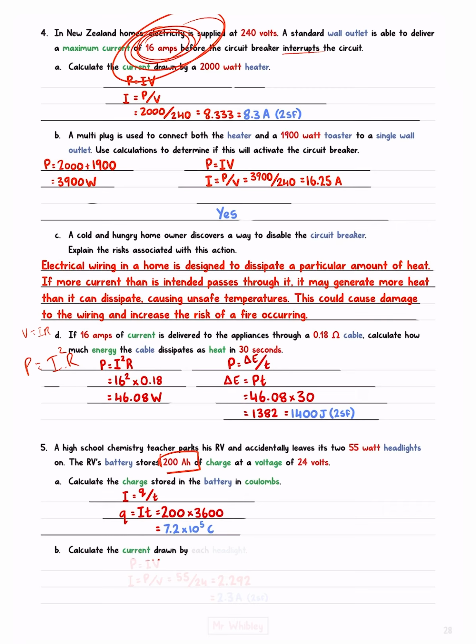Calculate the current drawn by each headlight. Since we know our power and our voltage, we can find the current using P equals IV, solving this for current by dividing both sides by V, putting in our power and our voltage, gives me 2.292 or 2.3 amps to 2 significant figures.